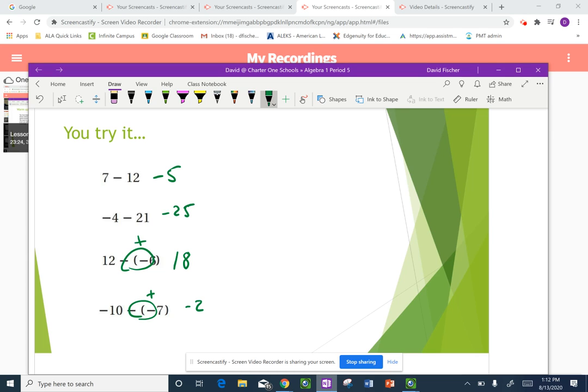Snap. When I went to pause my video, instead of pausing, I hit stop. So it stopped my recording. So this will be part 2. I'll get this technology figured out.